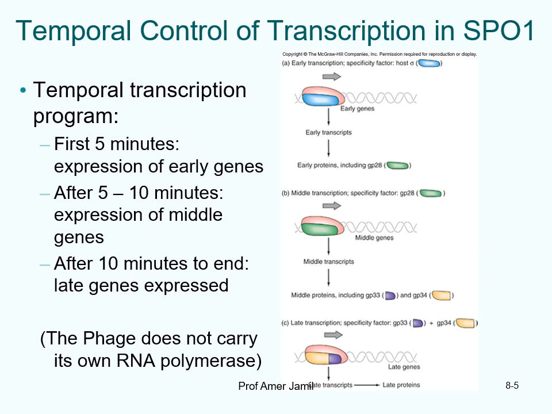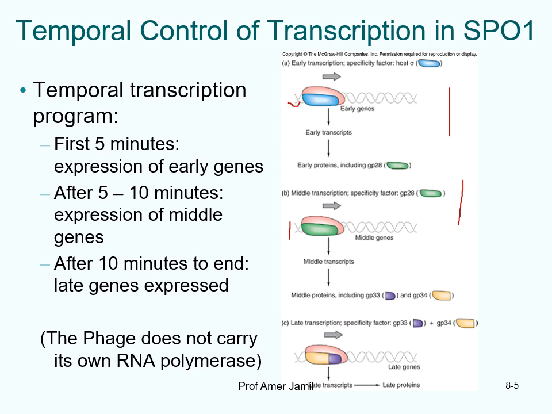In this figure you can see the early genes that are transcribed by using the host RNA polymerase, and the blue one here is the host sigma factor. In the early part, in the first 5 minutes, expression of early genes takes place. After 5 to 10 minutes, expression of middle genes takes place. In the middle genes, a protein, GP28, is synthesized, and this GP28 is similar to the sigma factor. This protein rides over the RNA polymerase and transcribes the genes from the SPO1 viral genome, which are required for the virus itself.